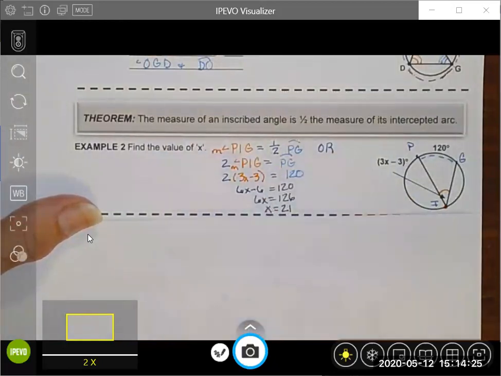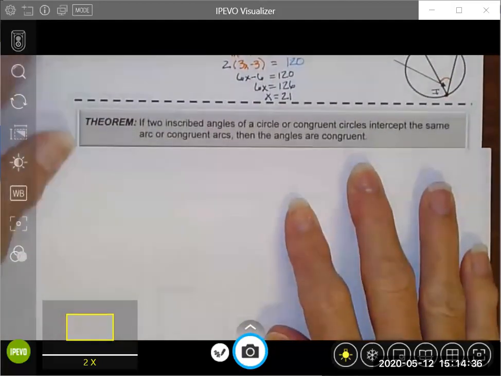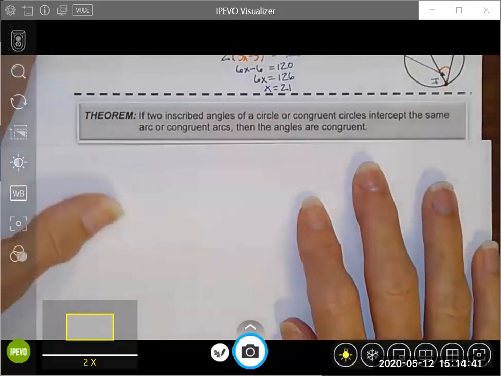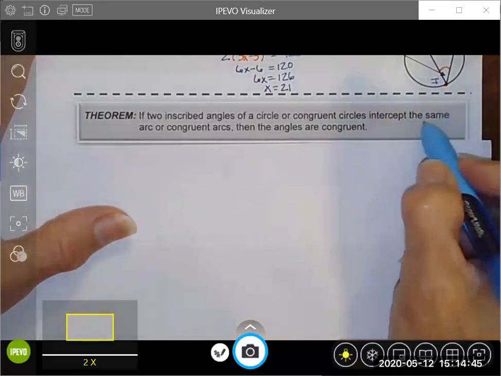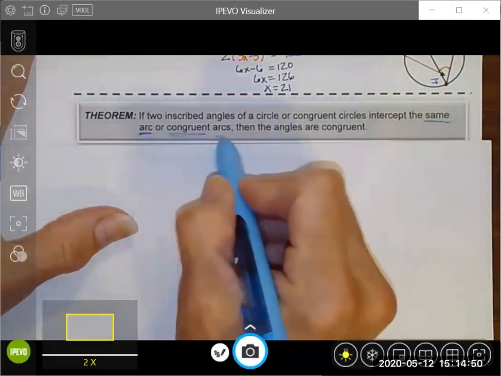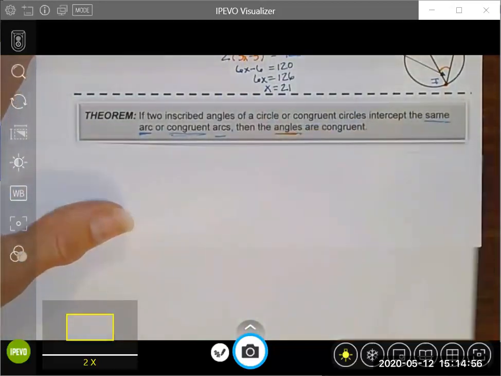It's that 2-to-1 relationship. Now let's look at another example using another theorem. This theorem says that if I have two inscribed angles of a circle, or in two congruent circles, that intercept the same arc, and this is what's really important here, if they intercept the same arc or congruent arcs, then the angles are congruent. Okay, so let's look at a picture of that.